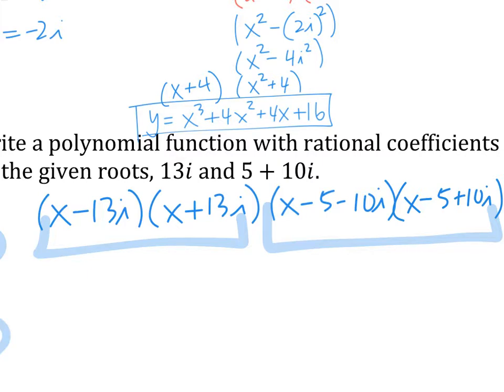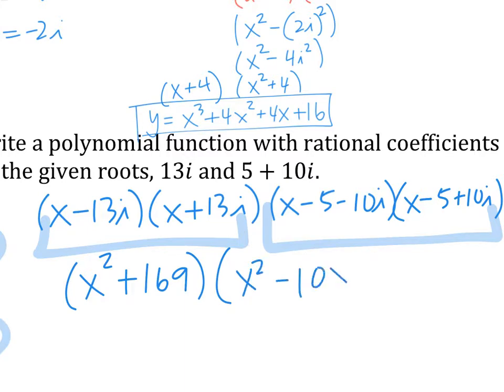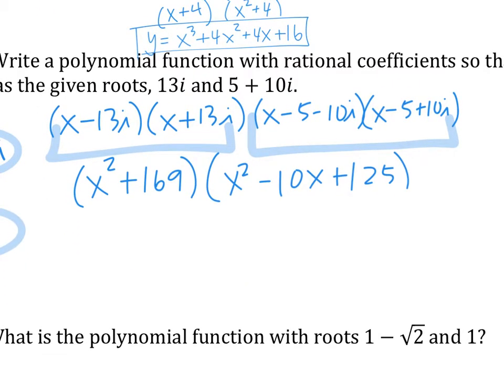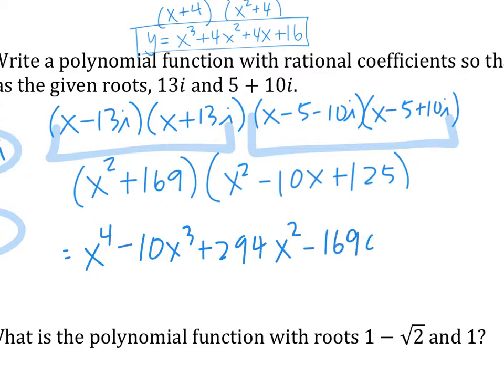For the sake of time, I'm going to help you guys out. So this part is x squared plus 169. This part is x squared minus 10x plus 125. And you got to just FOIL that and combine like terms and all that stuff. Okay, so that's going to be x to the 4th minus 10x cubed plus 294x squared minus 1690x plus 21125. Pretty crazy. If you got it, good job. Very nice.